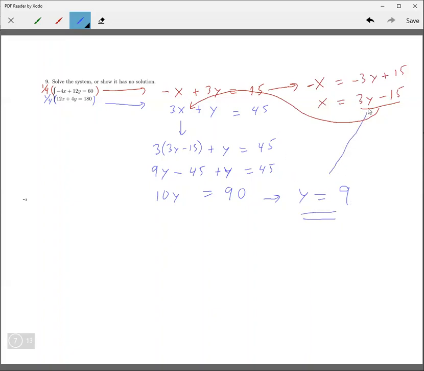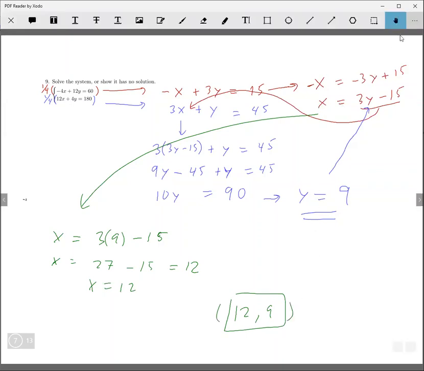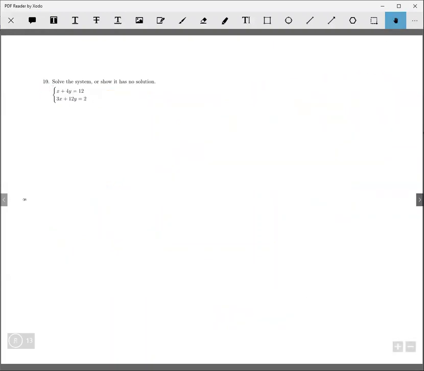And now you're going to plug that into here. 3y minus 15. Okay, so x is 27 minus 15, which is 12. So x is 12. And that means our final solution is 12, 9. Okay, let's do more of these. So number 10.